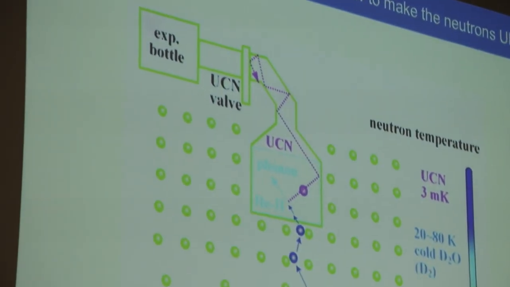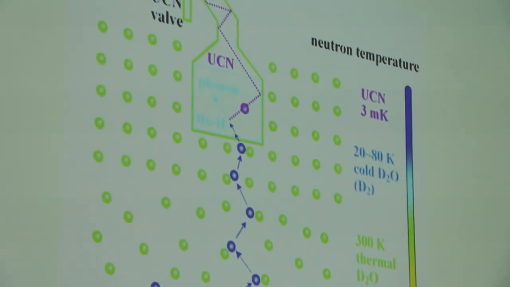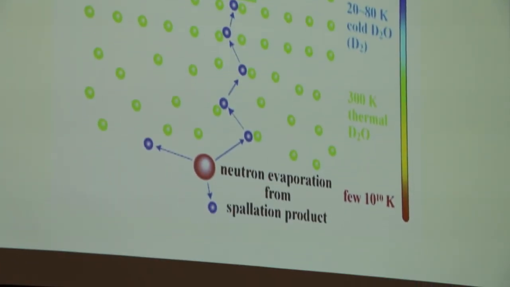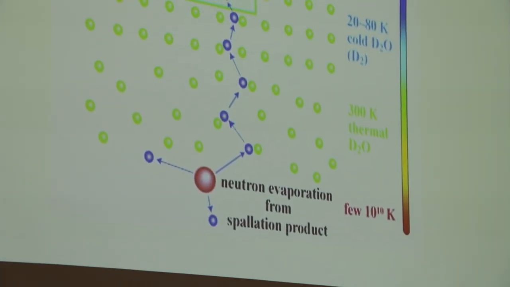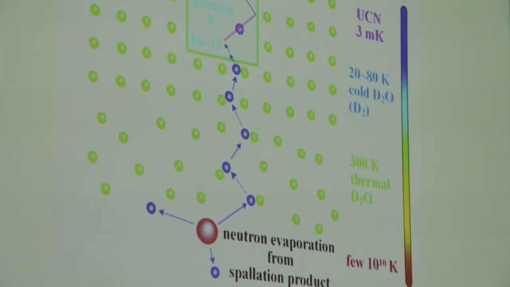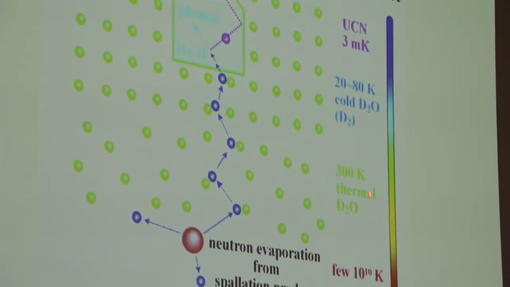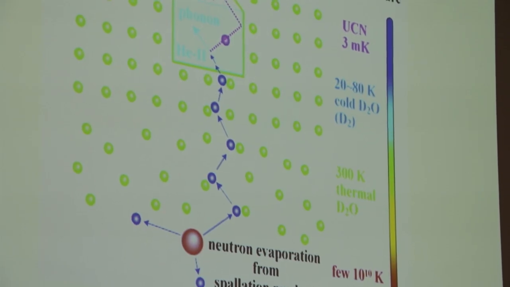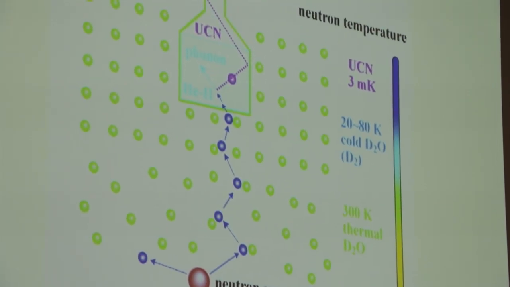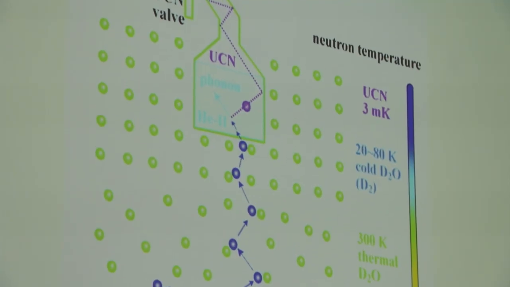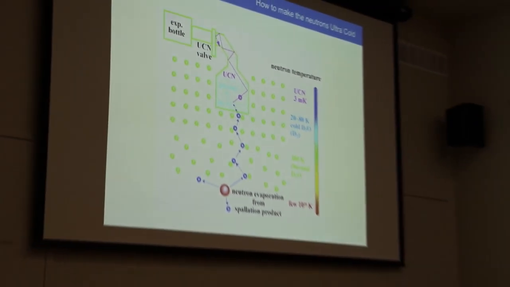Right now, we've got the target in place, which I showed some of the people when we were in the meson hall. We have the cryostat, we have the room temperature D2O and the D2O ice, but we don't have the ultra cold part yet. That'll probably be next year or something.